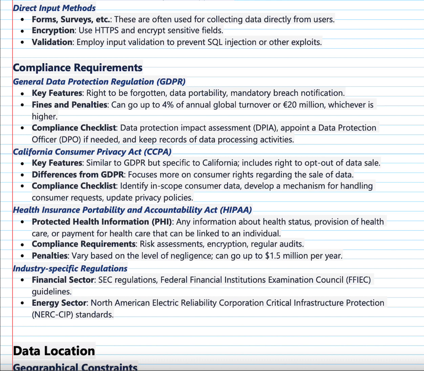Now, as a compliance checklist, you want to identify in-scope consumer data, and you want to develop a mechanism for handling the requests that come in. Could be where you have a phone call and people call in and you handle it that way. Could be an email address that people send emails to and you handle it that way. But you'll need to have something in place to understand if there's people that have concerns around their privacy information. And then you also need to update your privacy policies to make sure that they reflect the CCPA requirements.